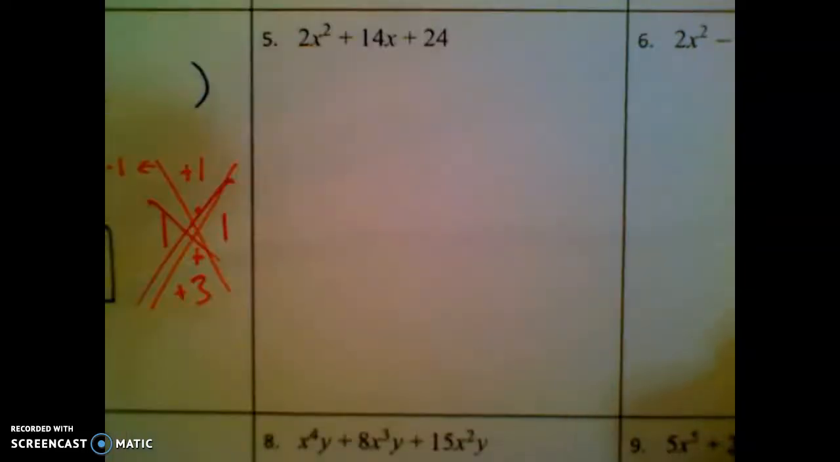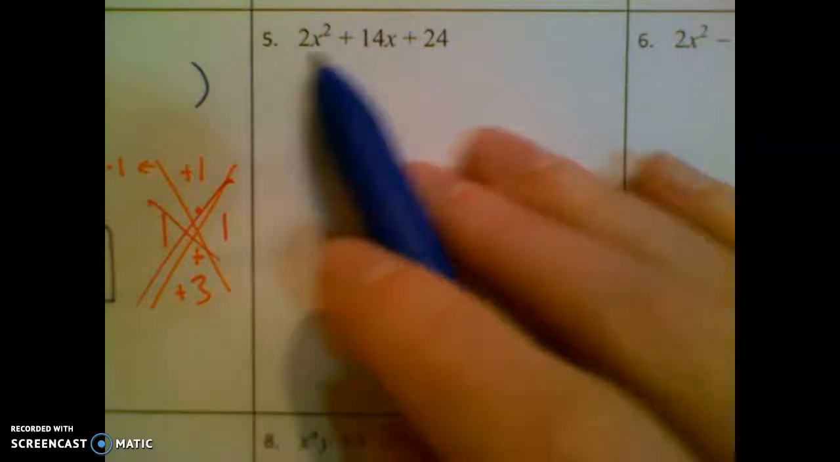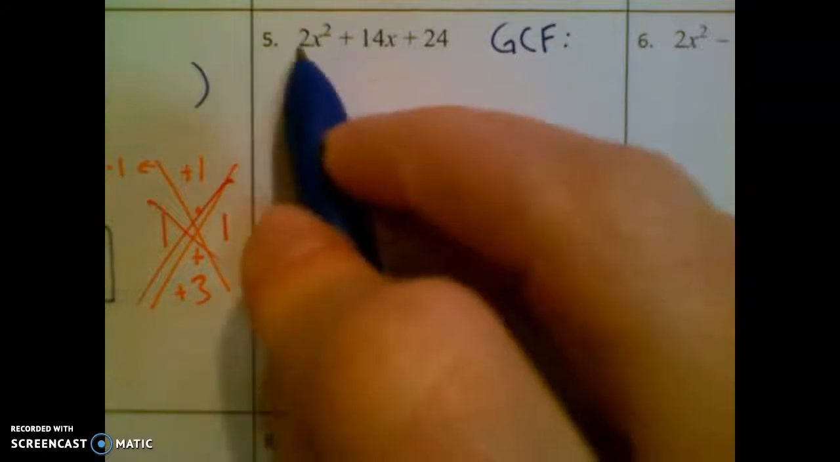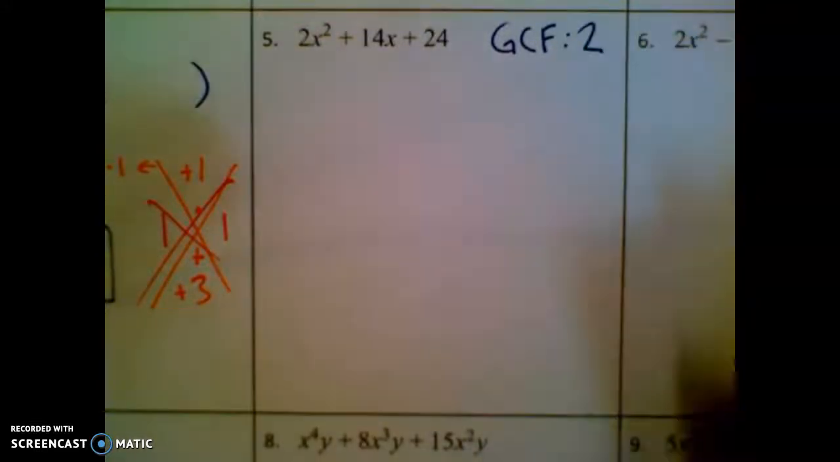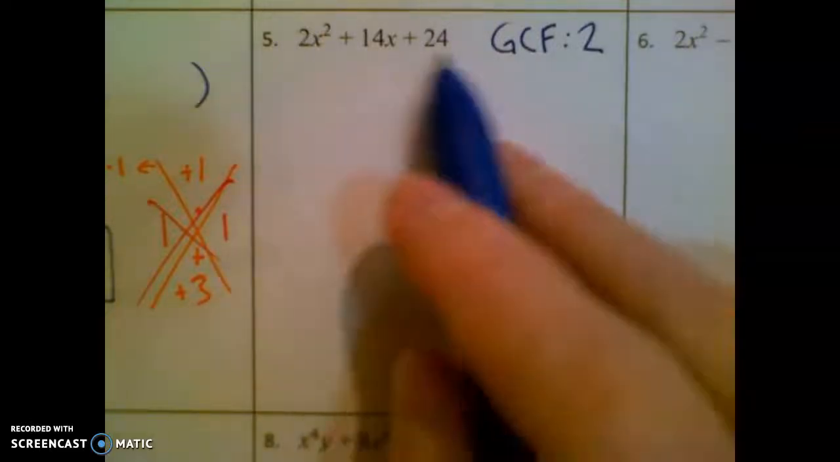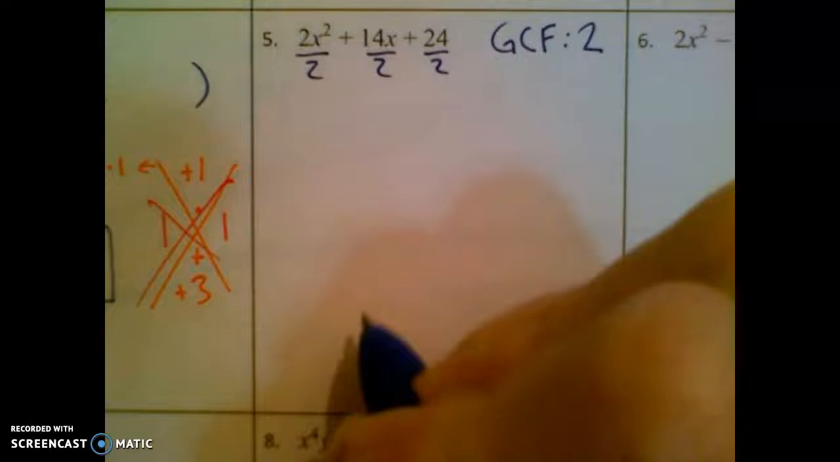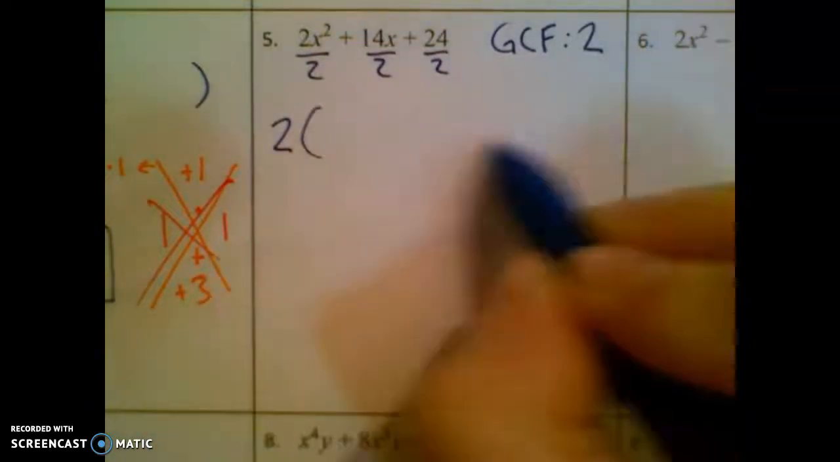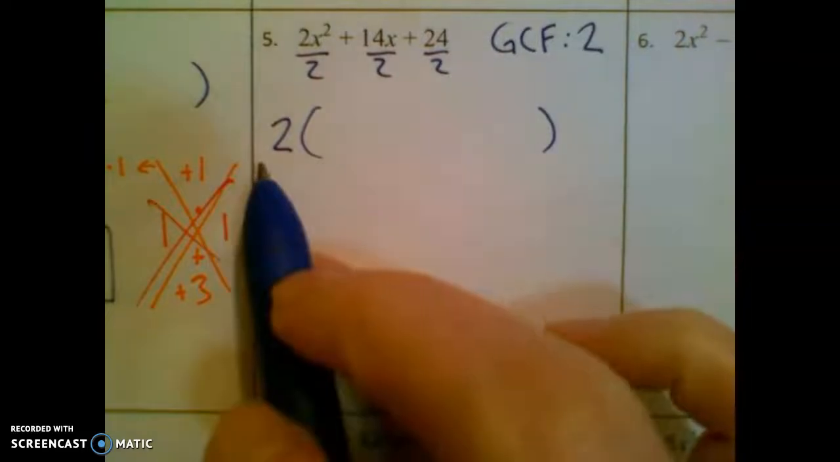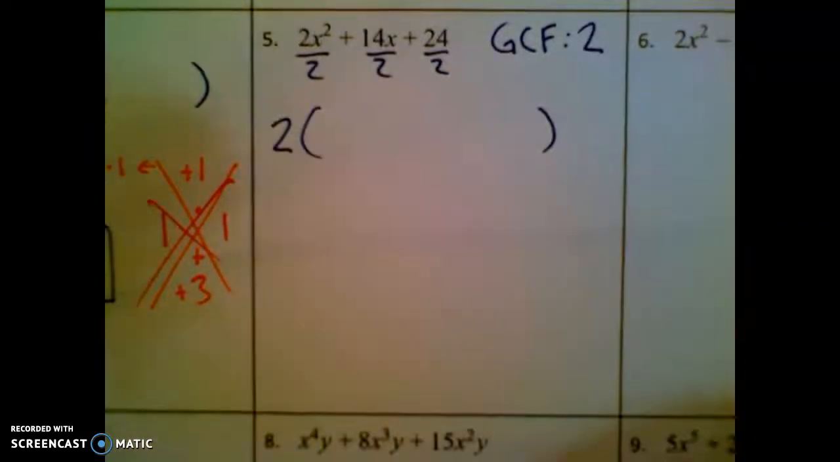All right, number 5, again, GCF, looking at my numbers, 2, 14, and 24. Well, my GCF in this case is going to be a 2. 2 goes into 14 and into 24 evenly, so my GCF is 2. Check for your variables, x squared, x. There's no x here, so there's no GCF. So I'm going to go ahead and divide each term by 2, bring out my GCF, and I'm going to do 1 long parentheses. If you ever have a GCF, you need to write it on the outside and then actually go ahead and divide first before you jump to the 2 parentheses thing.